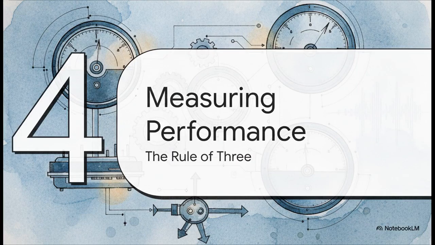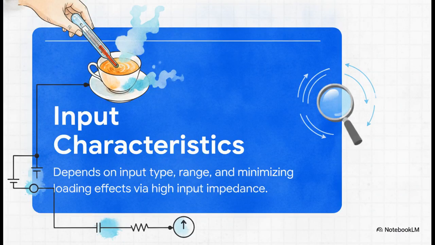Which brings us to Section 4. Measuring transducer performance. So, once we have our translator, how do we know if it's actually doing a good job? Well, we use a rule of 3 to evaluate it, starting with input characteristics. This is all about the type of input and the operating range. But the absolute most vital concept here is minimizing what we call loading effects.